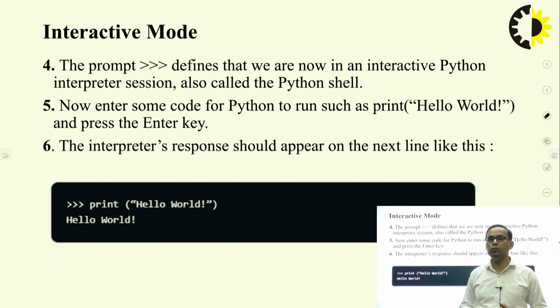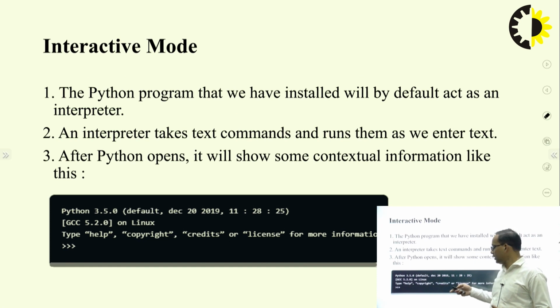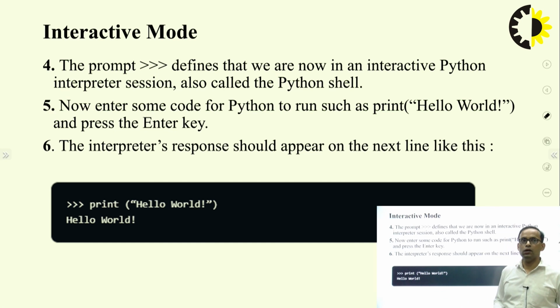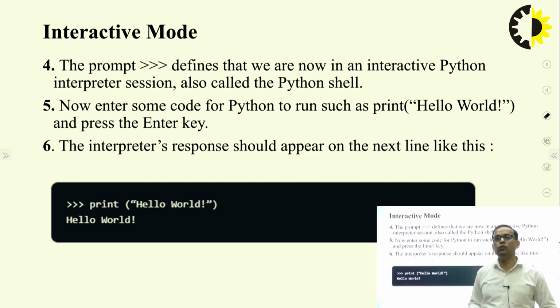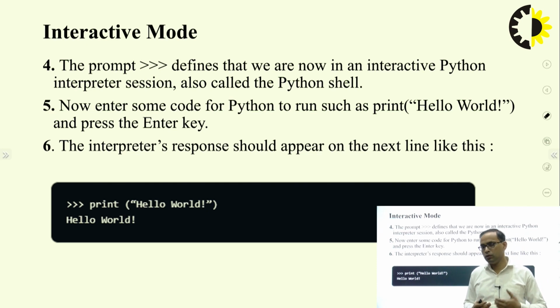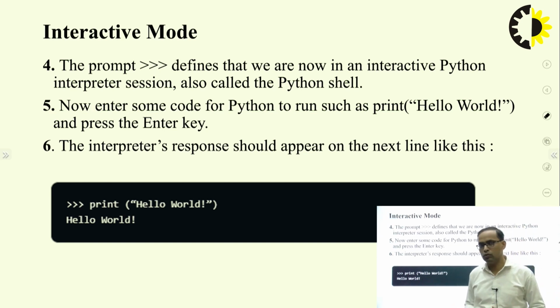In interactive mode, we simply write the command or our program on the Python interpreter, press enter, and the output will appear on the screen. But this mode is suggested only when your program is small, such as a small command. If your program is larger, then we suggest you go for the script mode. You have to write the program in a file, save the file with a .py extension, and execute that file.